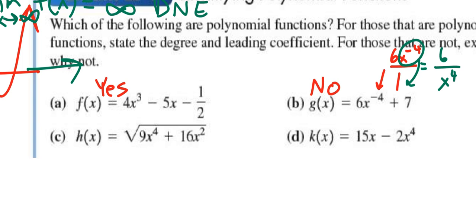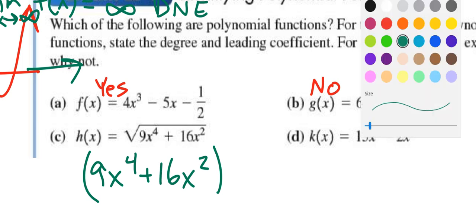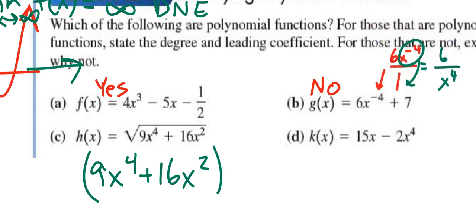All right, so can you guys tell me 9x to the fourth plus 16x squared? What is the exponent that we could rewrite that radical to? The square root is what exponent? Not the second power. Try again. Come on, we talked about it last year.